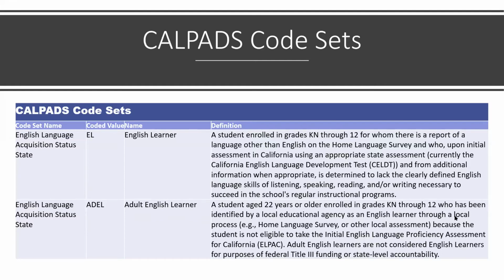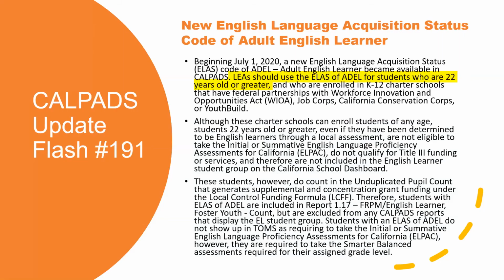And in the case of this error, at the time of this recording, a great resource is Flash 191. It has a further description, and I don't think I want to read everything, but you can see we highlighted one thing that's very important. LEA should use the EL status of ADEL for students who are 22 years or greater, enrolled through K through 12, and have federal partnerships, okay?